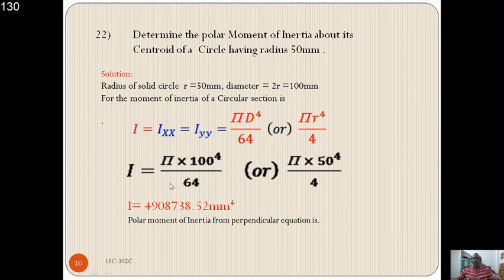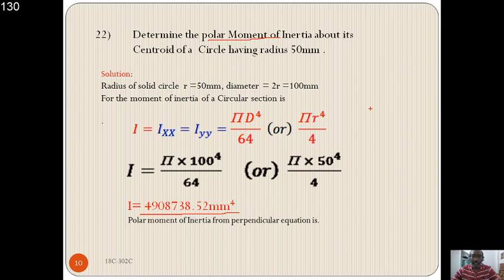Substitute the values of the radius or diameter. So the I value is 4908738.52 mm to the power of 4. But in the question they asked about the polar moment of inertia. For this, use the perpendicular axis theorem.